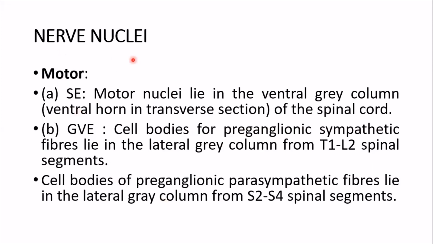And then the motor nuclei: the somatic efferent motor nuclei lie in the ventral gray column, the ventral horn, in the transverse section of the spinal cord, and the general visceral efferent cell bodies for the preganglionic sympathetic fibers lie in the lateral gray column from T1 to L2 or L3 spinal segments. Cell bodies of the preganglionic parasympathetic fibers lie in the lateral gray column from S2 to S4 spinal segments.